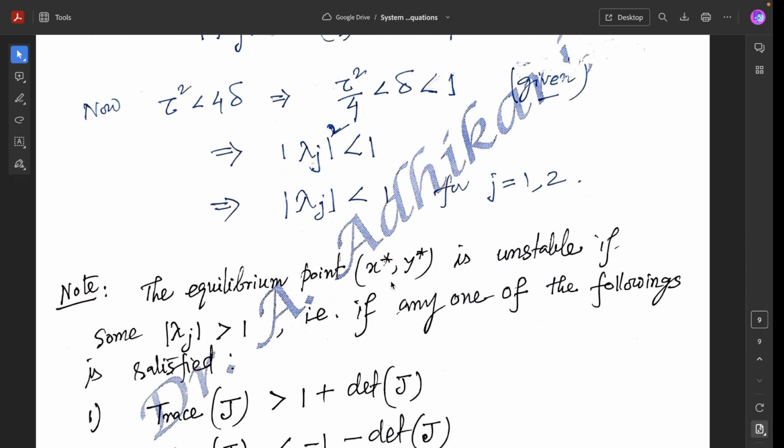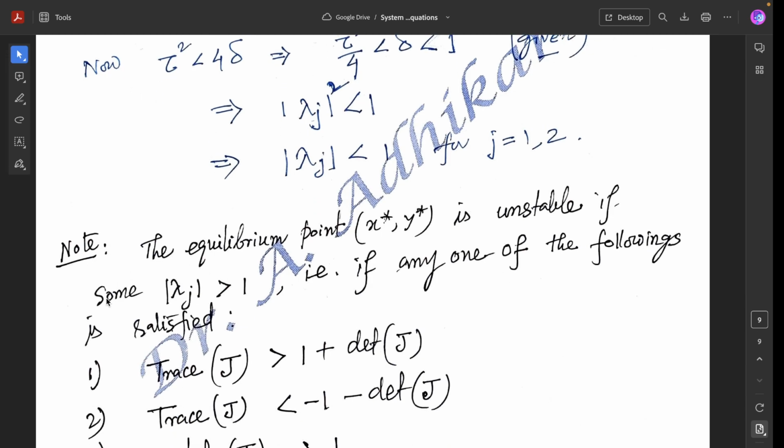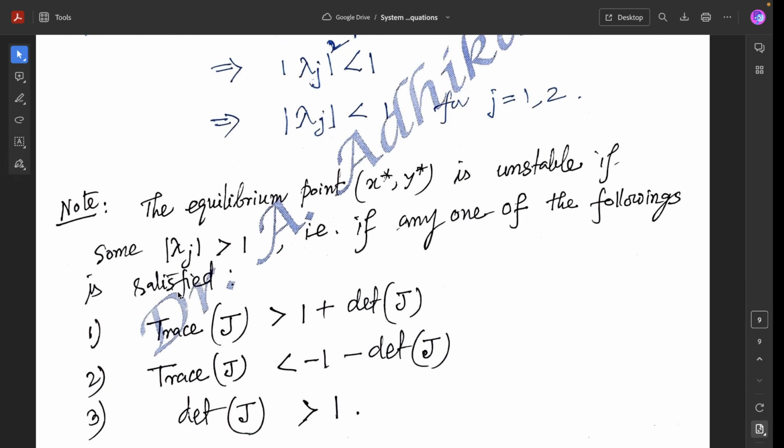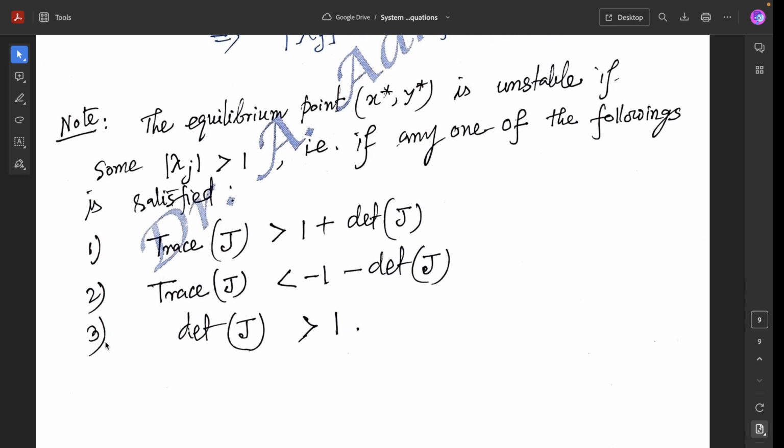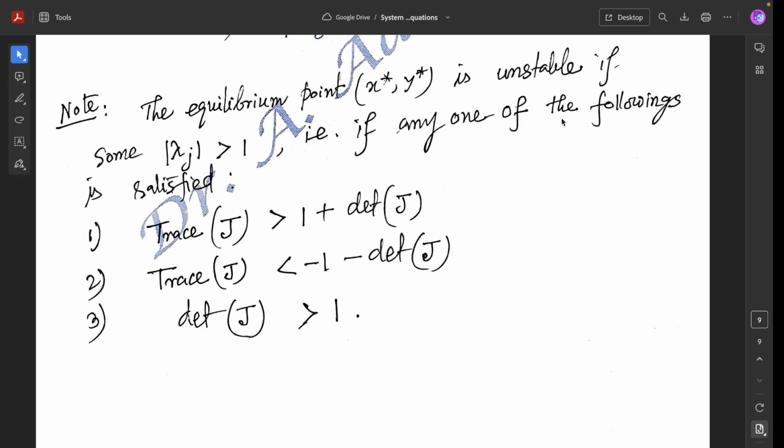Note that the equilibrium point x star, y star is unstable if some modulus of lambda j is greater than 1, that is, if either modulus of lambda 1 is greater than 1 or modulus of lambda 2 is greater than 1. That is, if any one of the following is satisfied: trace of J is greater than 1 plus determinant J at the point x star, y star, or trace of J is less than minus 1 minus determinant J at the point x star, y star, or condition 3, determinant of J is greater than 1 at the point x star, y star, then we see that this equilibrium point is unstable.